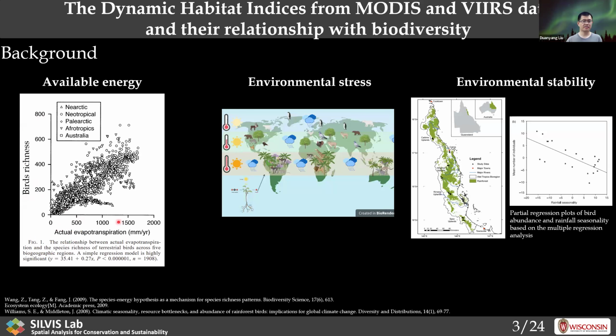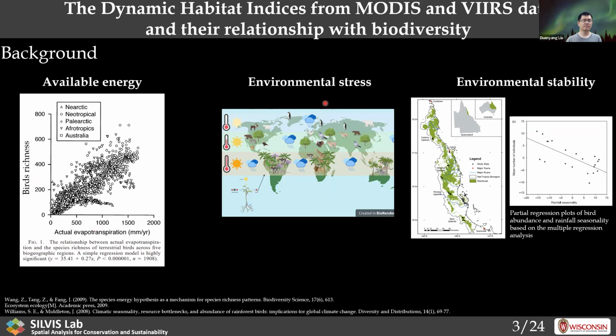And the x-axis is the actual evapotranspiration, which reflects the amount of water transported from the ground surface to the atmosphere. And this value is mainly controlled by the energy and the moisture, but it's usually regarded as the best climate variable for characterizing the net primary productivity.